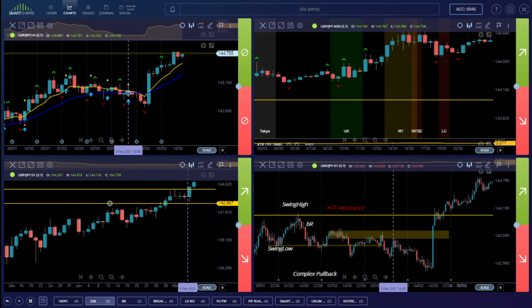Okay, so I'm going to leave that there. This one was just focusing on swing highs, swing lows, complex pullbacks, bearish rotations, and bullish rotations.